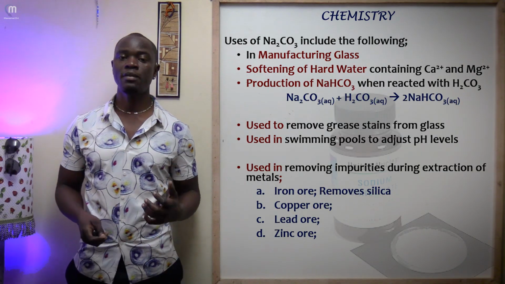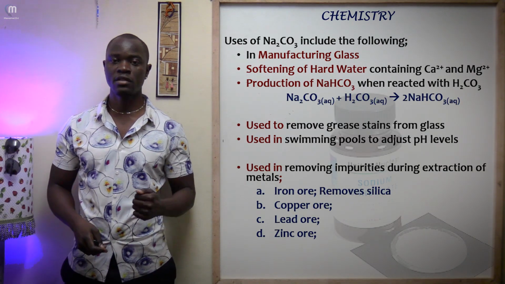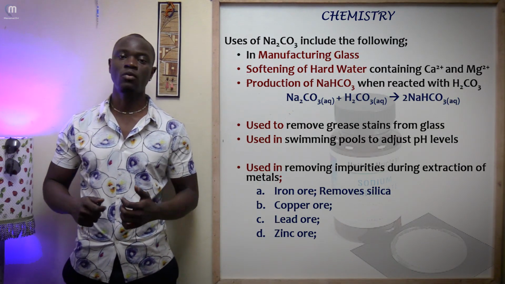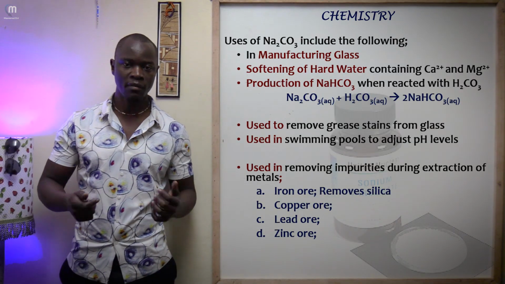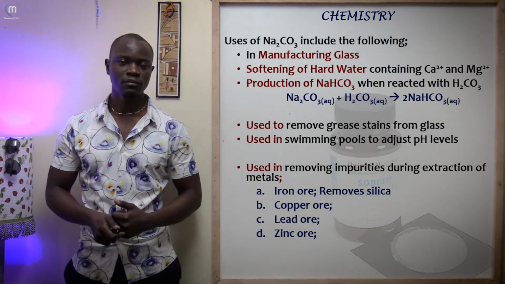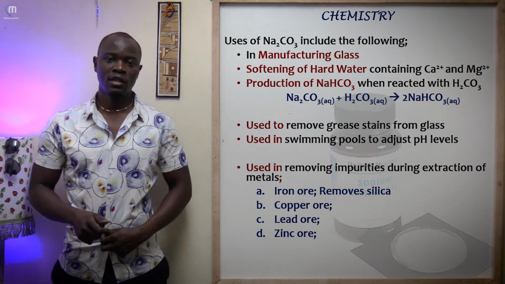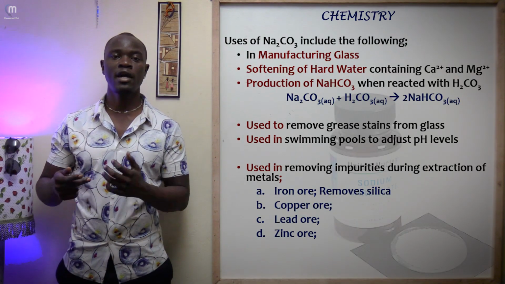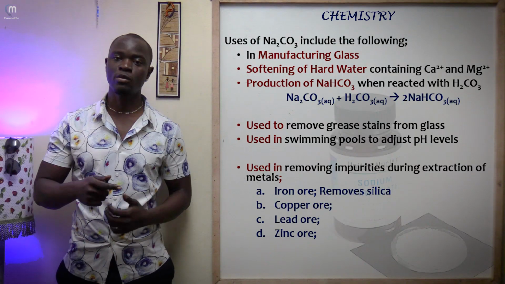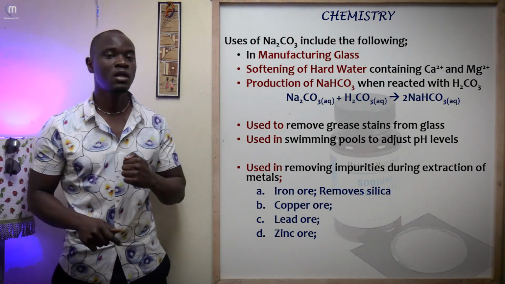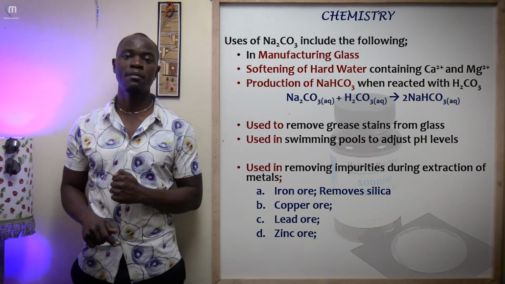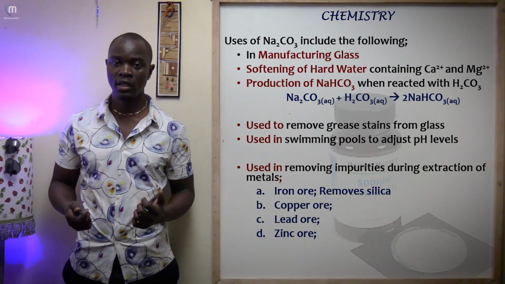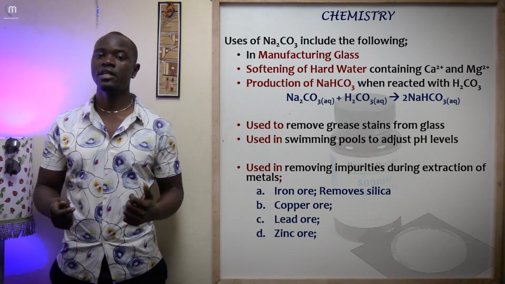Remember, as we studied previously, hard water is water that contains calcium and magnesium ions, or water that contains only calcium or only magnesium ions. So that is hard water. Apart from that, sodium carbonate is used to produce sodium hydrogen carbonate when it is reacted with carbonic acid. As you can look at this reaction, we have been able to form the sodium hydrogen carbonate by reacting the sodium carbonate with the carbonic acid. So that is another one.